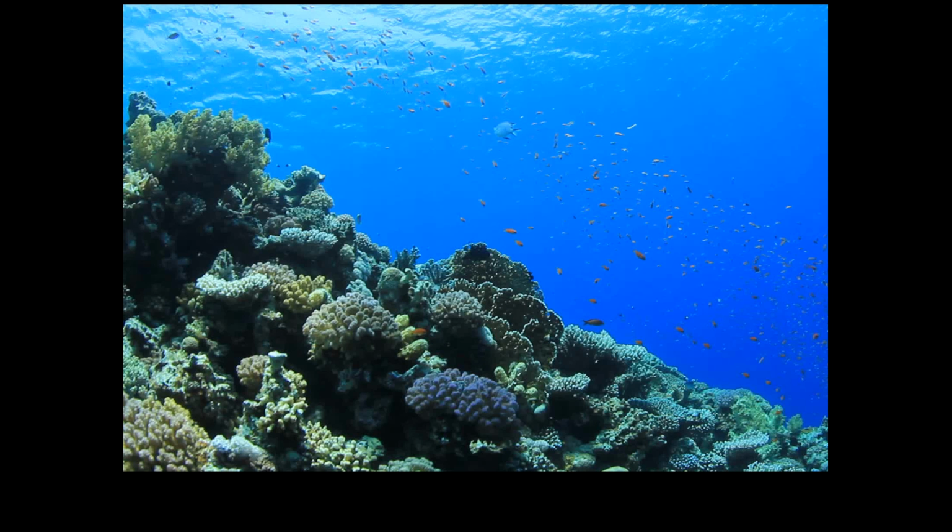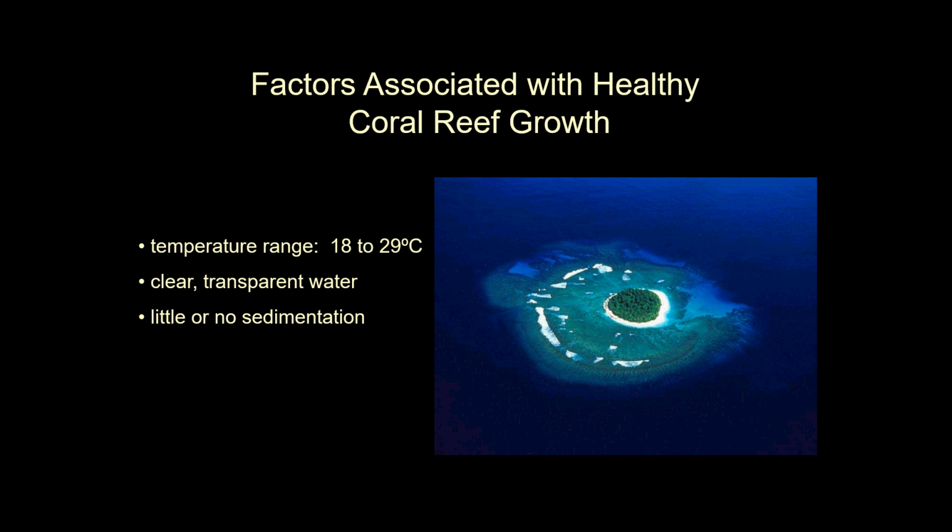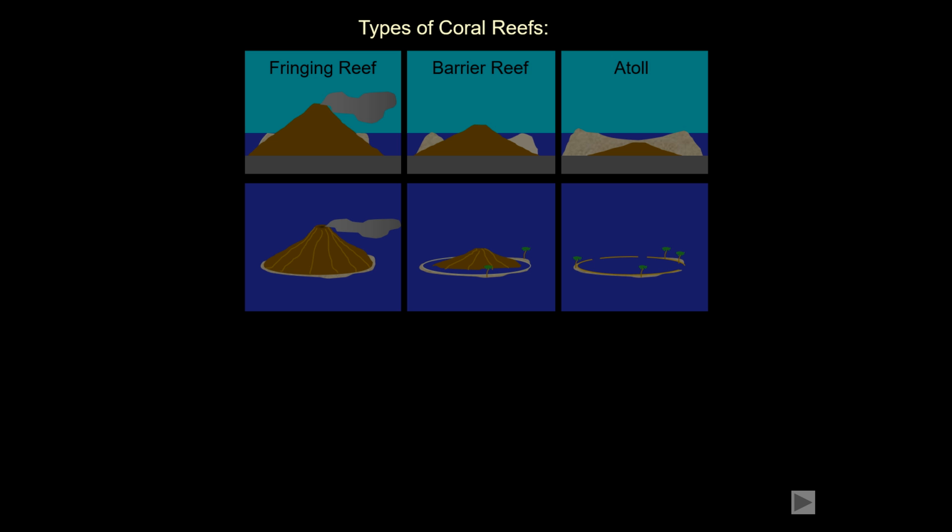But coral is a living animal that is sort of stationary and attached to usually a dead coral or rock. For coral to grow, you've got to have some specific environmental conditions. You have to have a temperature range that's really not too hot or too cold, clear, transparent water, and little or no sedimentation for coral to grow. And here's a kind of a succession of what happens with coral formation in some islands, including islands that you find in the Pacific.